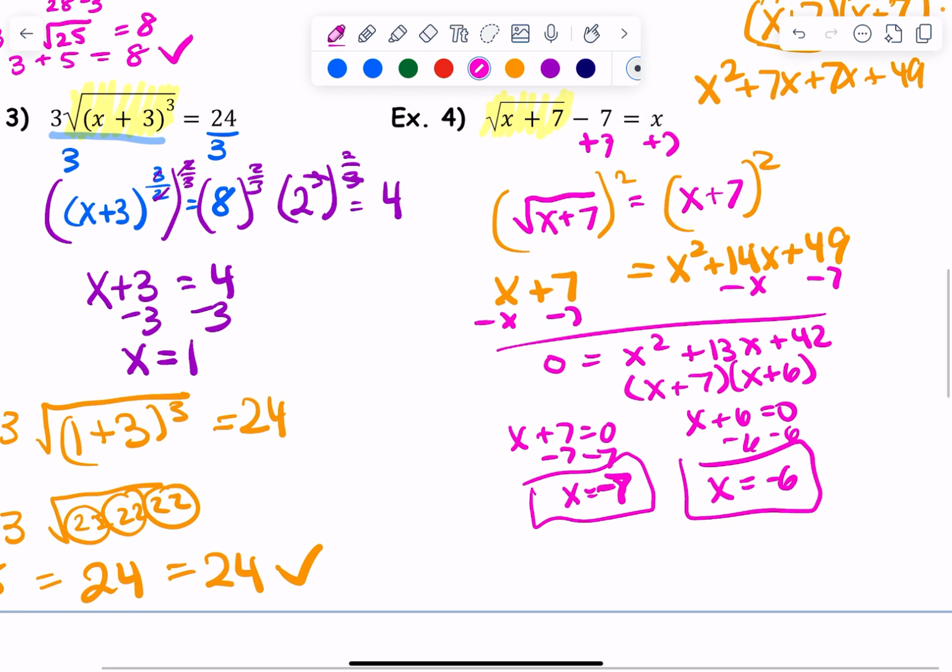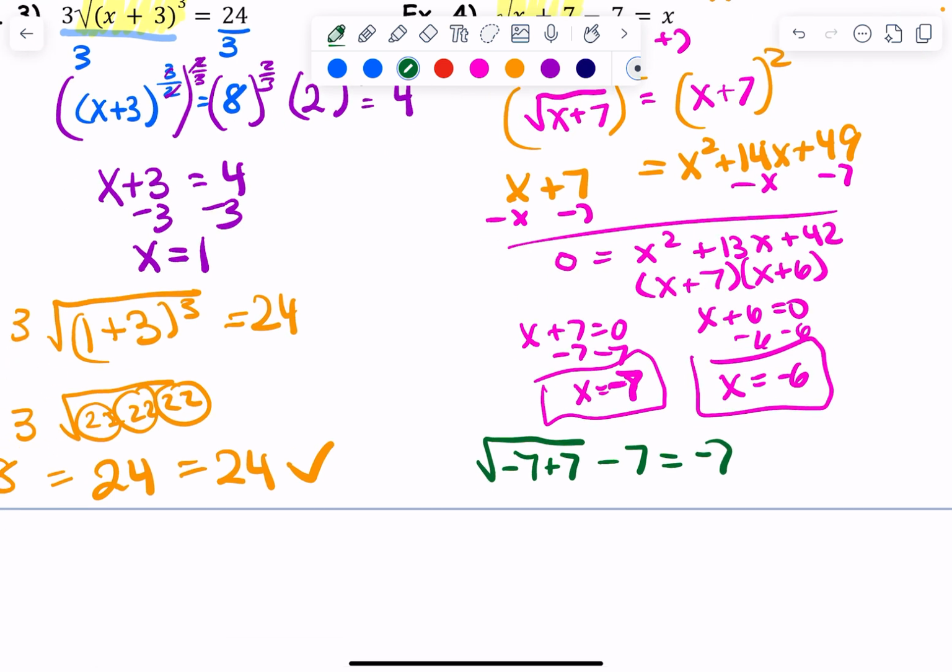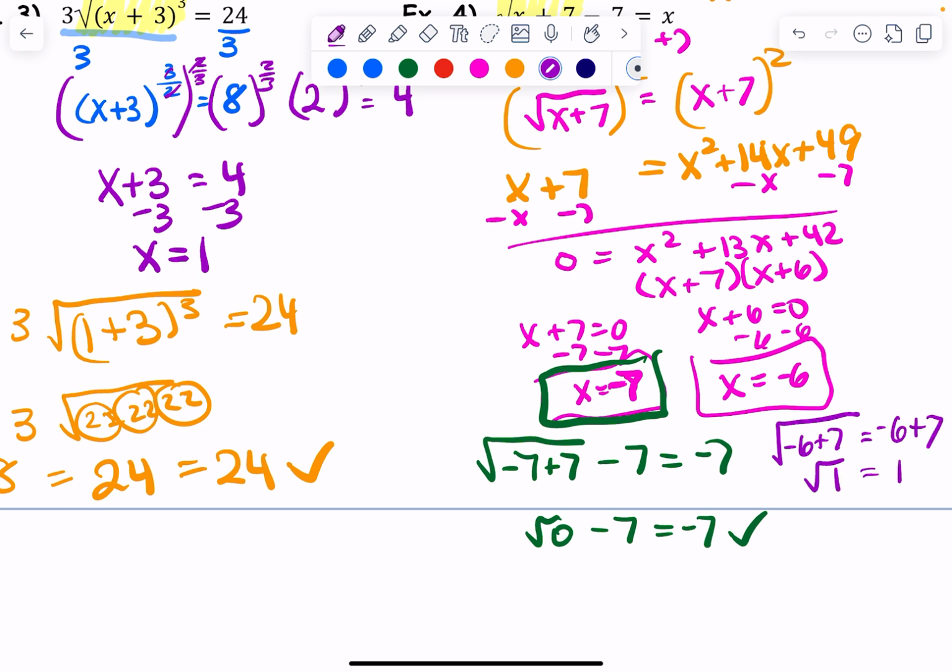So we go back up to the original, and that is the square root of negative 7 plus 7 minus 7 is equal to negative 7. We're just substituting x in. So this is the square root of 0 minus 7 is equal to negative 7. Well, that works out, right? So we can keep this one. Now let's try the other one. So the square root of negative 6 plus 7 equals negative 6 plus 7. So this is the square root of 1 is equal to 1. Well, that is true too. So we get to keep that one. So in this case, we have 2 solutions.